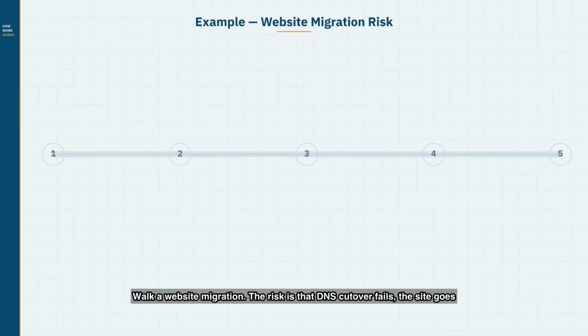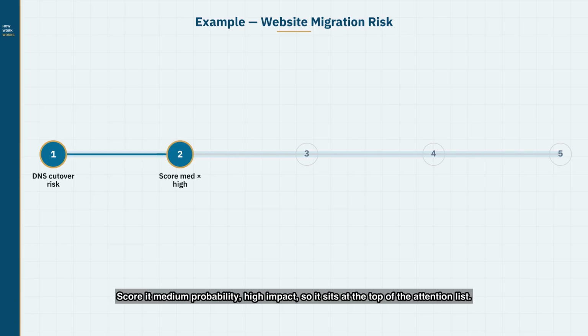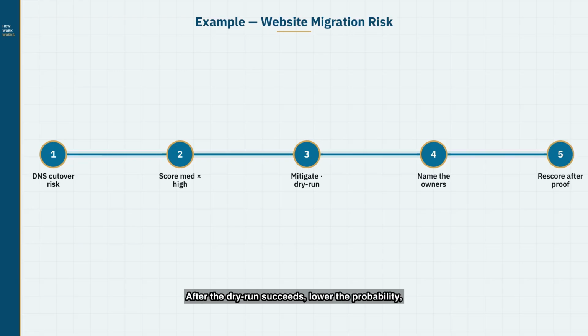Walk a website migration. The risk is that DNS cutover fails, the site goes down, and revenue and trust take the hit. Score it medium probability. High impact, so it sits at the top of the attention list. Mitigate with a dry run cutover, a rollback plan, and a war room checklist. The tech lead owns the dry run, and the project manager owns go/no-go timing. After the dry run succeeds, lower the probability, but keep rollback until the site is stable.